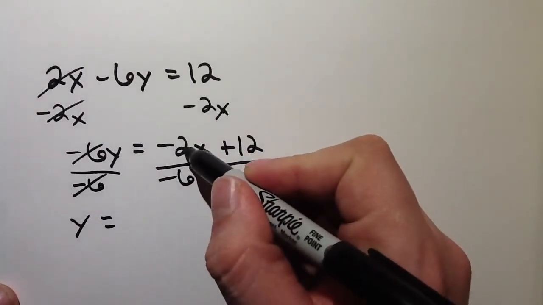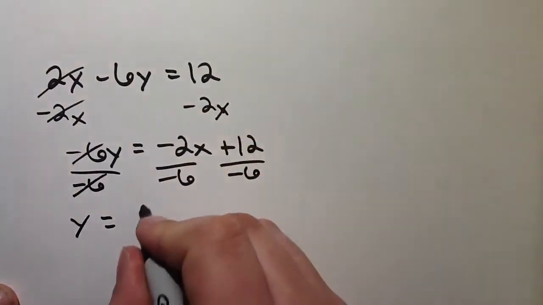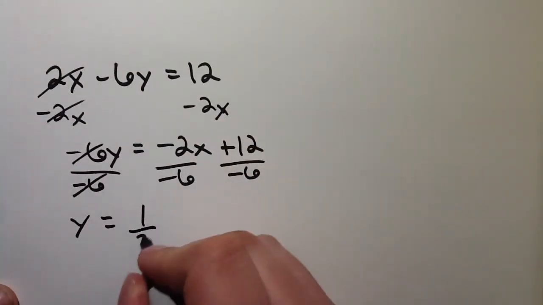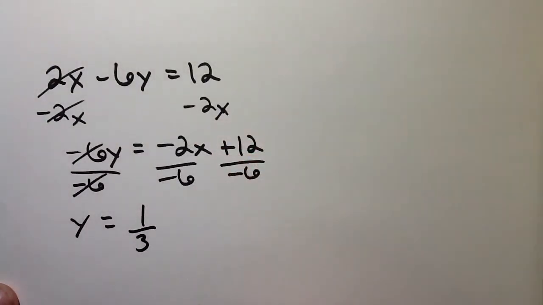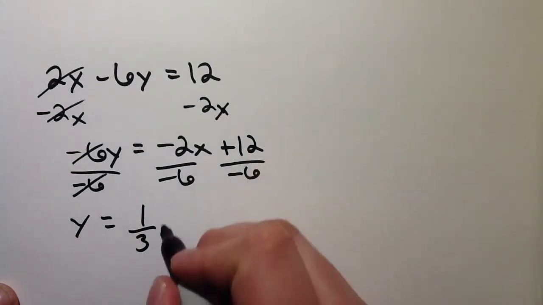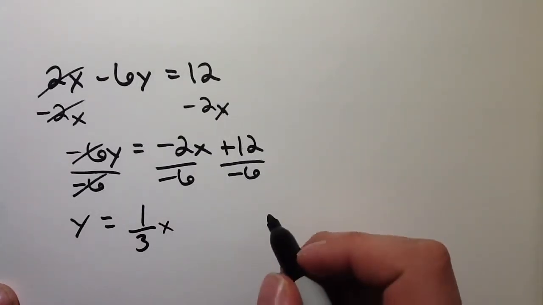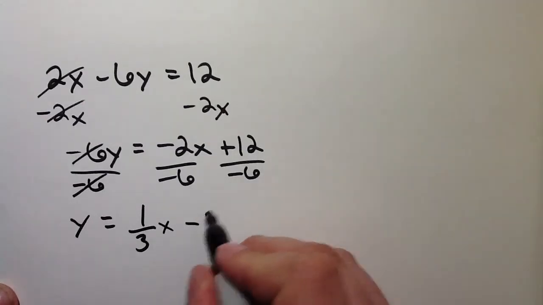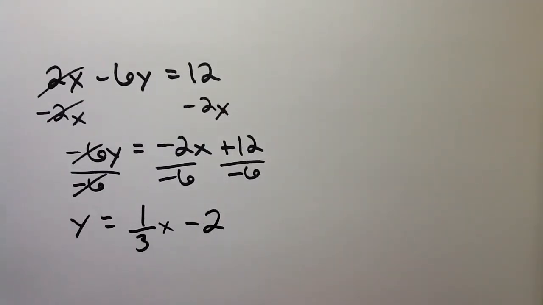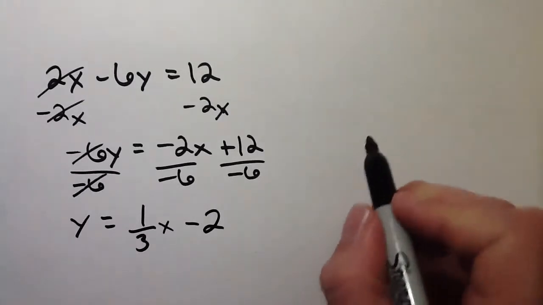If I reduce the fraction 2 over 6, 2 goes into 2 one time, 2 goes into 6 3 times, and it becomes a positive because of the double negatives. I bring the x down. Positive 12 divided by negative 6 gives me a negative 2. And now it's in that y equals mx plus b form.